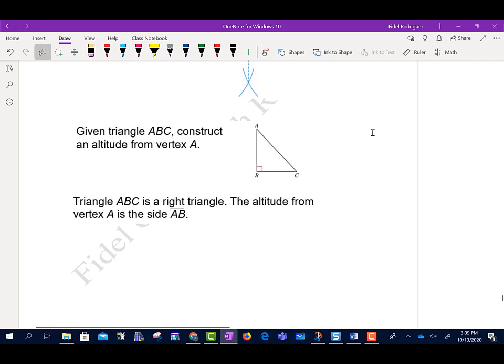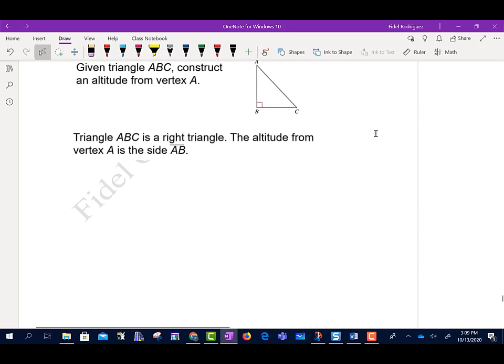Given triangle ABC, construct an altitude from vertex A. Since triangle ABC is a right triangle, the altitude from vertex A is the side, line segment AB.